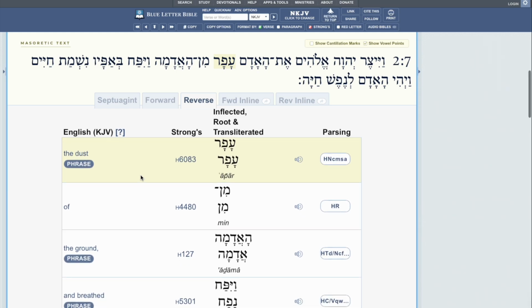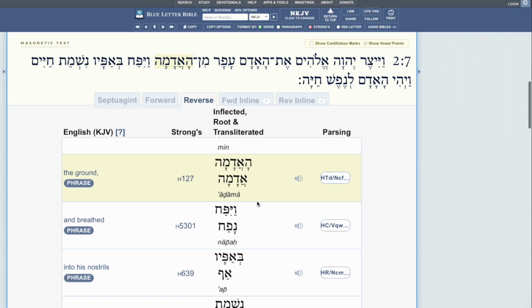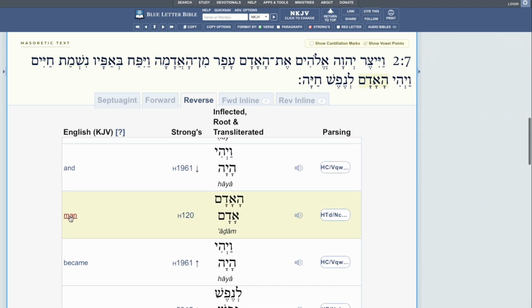Okay? Interesting. Look at this. The ground. Look at the Hebrew word. This is called transliterated. That means it's the sound the Hebrew makes in English letters. Adama. Ground is Adama. Now, interesting, check this out. When he makes man, look what the word for man is. Your English word man comes from this Hebrew word right here, right to left.